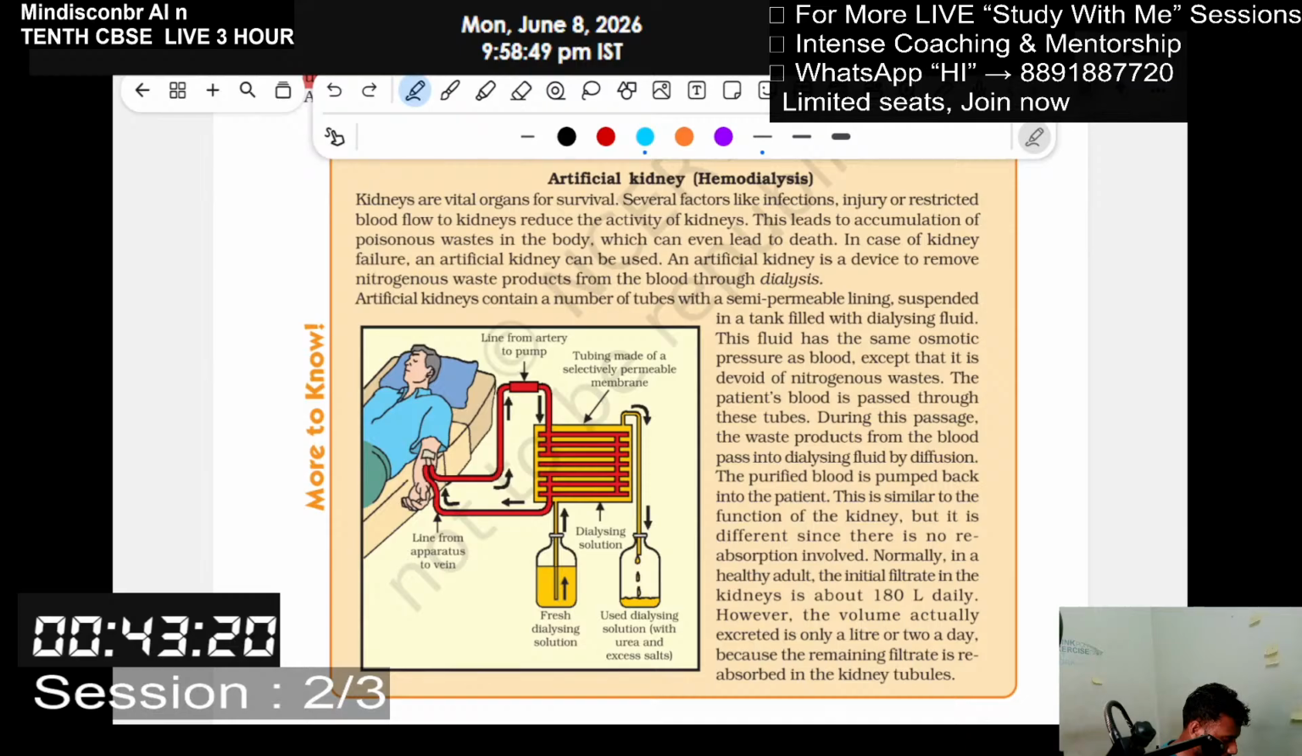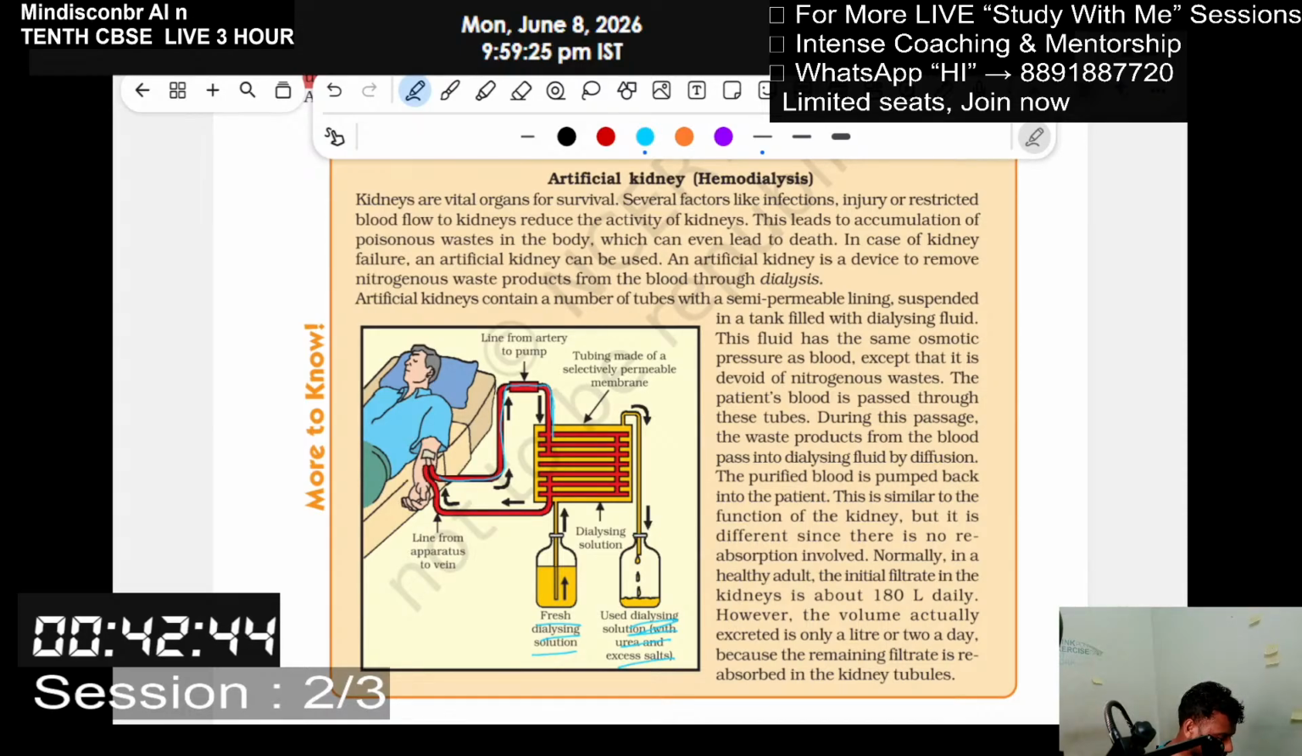First, the blood flows through an artery to a pump. This is a pump, and from the artery the blood is pumped to a chamber made up of selectively permeable membrane, or tubes made up of selectively permeable membrane, that acts as an artificial kidney. And here what happens? Here dialysing solution will be there, fresh dialysing solution and used dialysing solution with urea and excess salts.